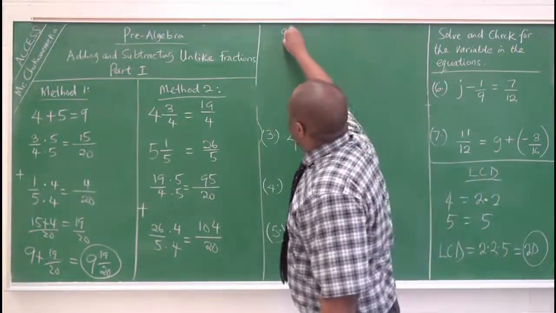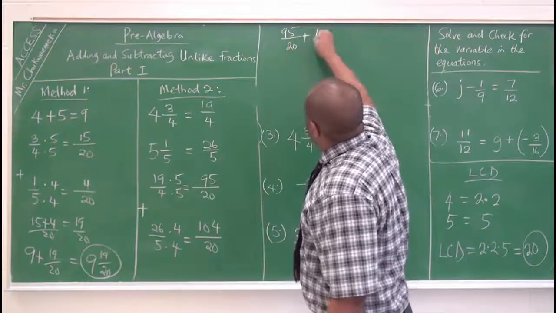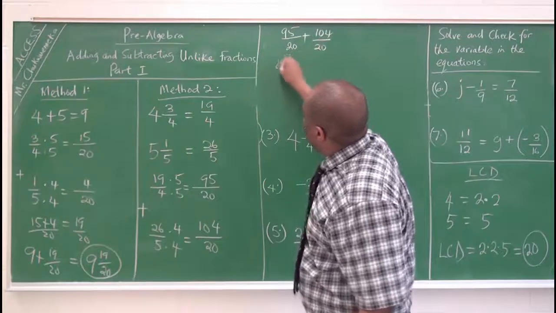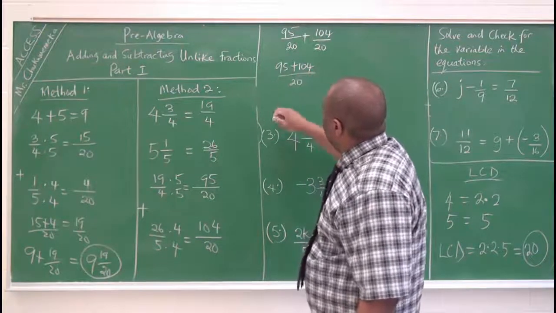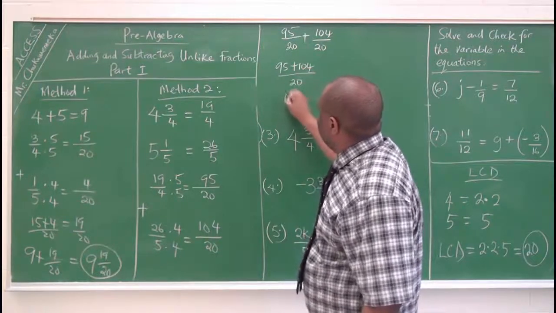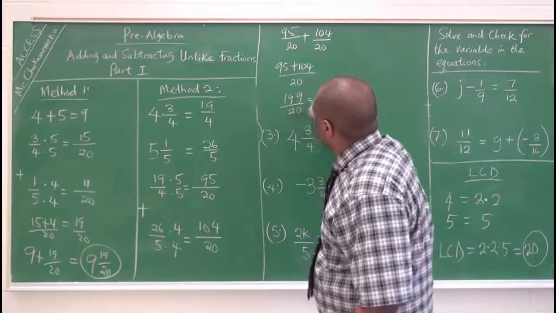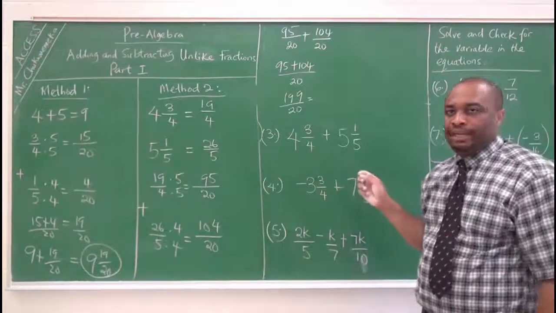We now have 95 over 20 plus 104 over 20. And this is 95 plus 104 over 20, which will give us 4 plus 5 is 9, 10 plus 9, 19. 199 over 20. Okay? So we have to convert this improper fraction to a mixed number.